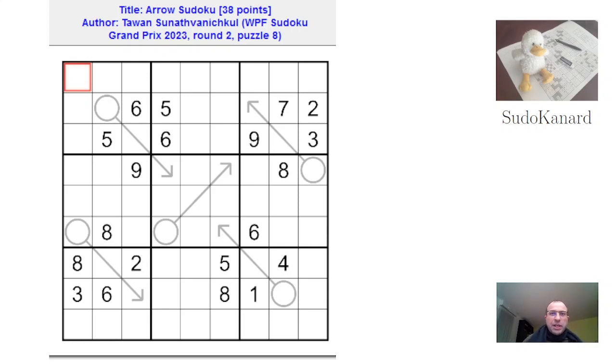We're here to solve this arrow Sudoku from the latest WPF Sudoku Grand Prix round by Thai authors. The special rule of arrow Sudoku is that whenever you have such an arrow, the sum of the digits along the arrow must be the number in the circle. You can see that the visual theme is really remarkable. And this is worth 38 points, which makes it one of the easiest variants in the round. So let's move on and let's solve this.